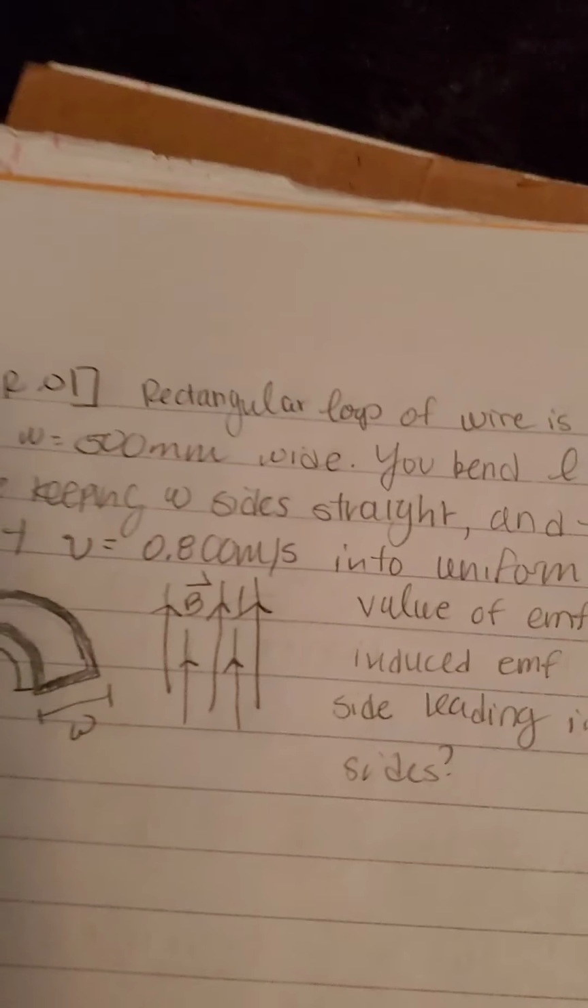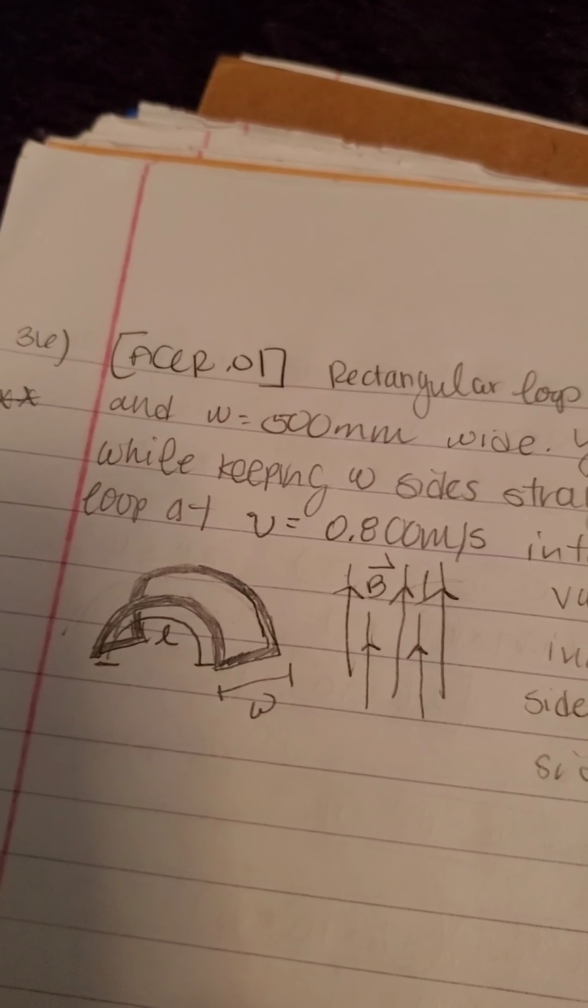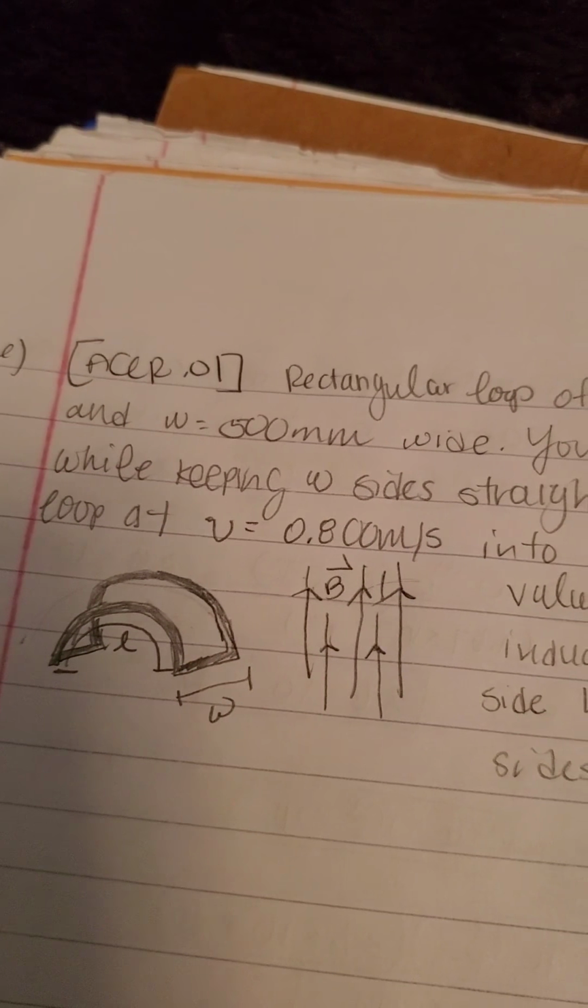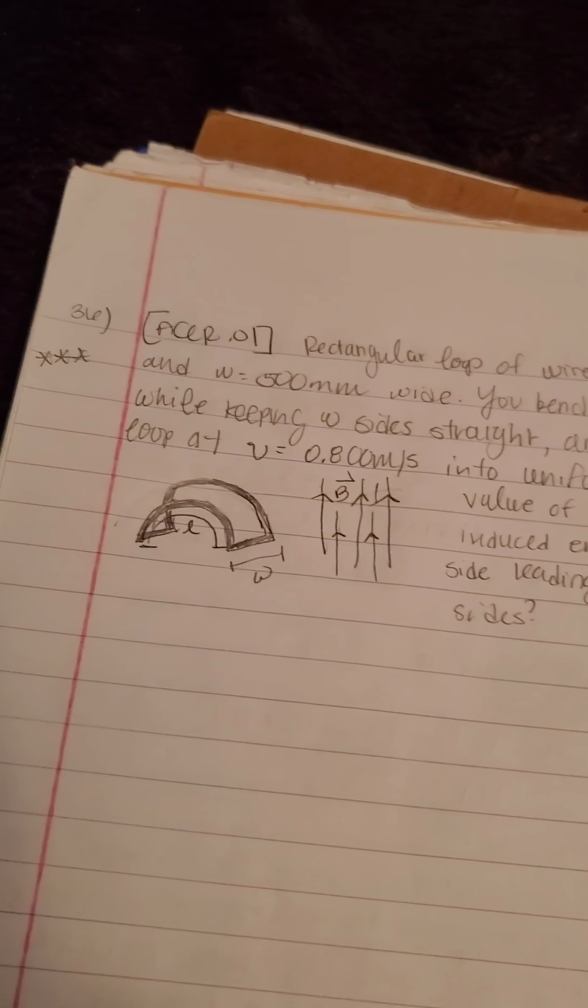In this case, we are finding the induced EMF. It says a rectangular loop of wire is 800 millimeters long and the width is 500 millimeters wide, and you bend the L side into semicircles.